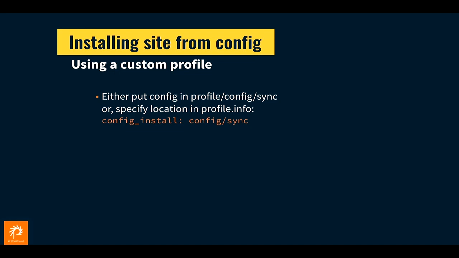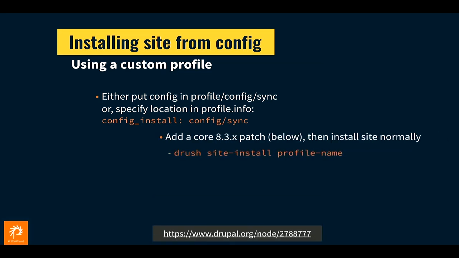What you do here, and I'll tell you what the patch is in a second, but first you go into your profile, and in your profile.info file, you add this key called config_install. And you tell it where you stored your config. So it's the same thing that you put in your settings.php, but this is stored in your profile. Because your settings.php is site-specific, right? You're going to have your local database host name and database name and everything else. I'm going to have mine. You want the profile itself to own the configuration. So set where the configuration is.